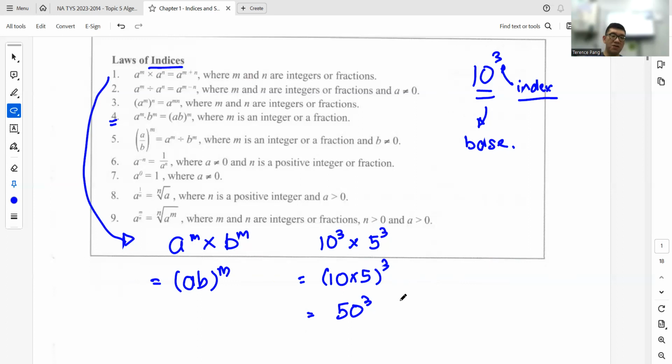Now, if you're not too sure, you're like, is this real? You could use a calculator, calculate it out and see if you get the same answer. All right, so that is law number 4. To summarize, law number 4 basically says that 10 to the power of 2 times 11 to the power of 2 can be done as (10 times 11) to the power of 2. Yeah, that's law number 4 is true.